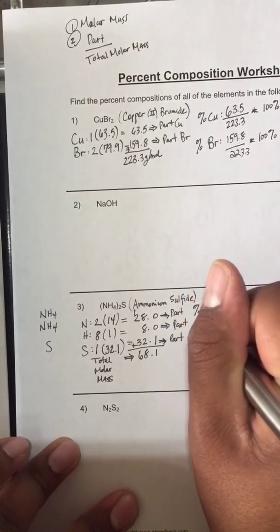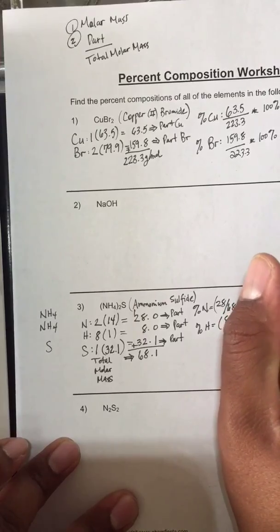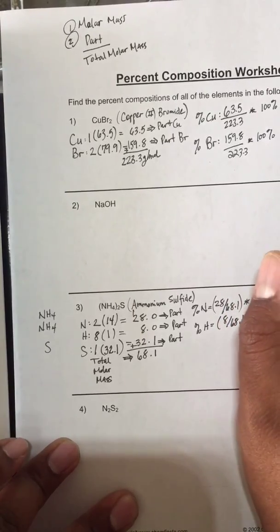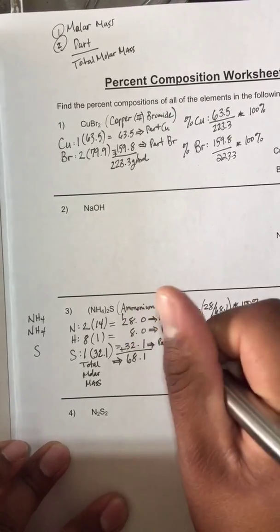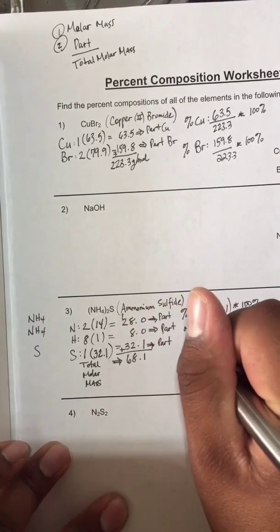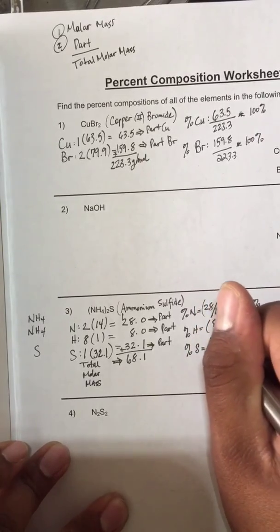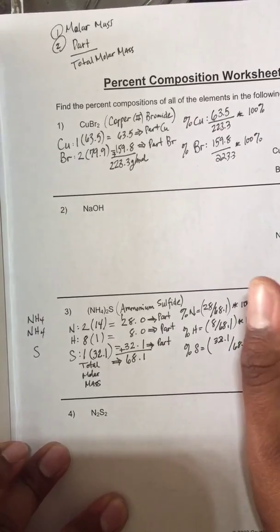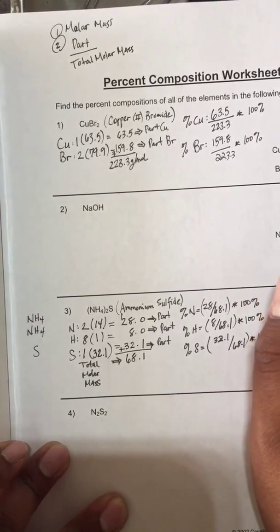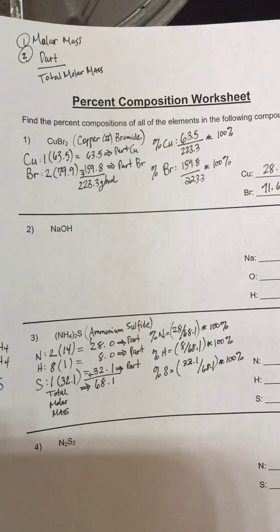The next one is going to be percent of hydrogen, which is going to be 8 divided by 68.1. And then you're going to multiply that by 100%. The last one is going to be percent of sulfur. And so you'll have 32.1 divided by 68.1 times 100%. And then the last thing is just to calculate it. Of course, you're more than welcome to use your calculator.